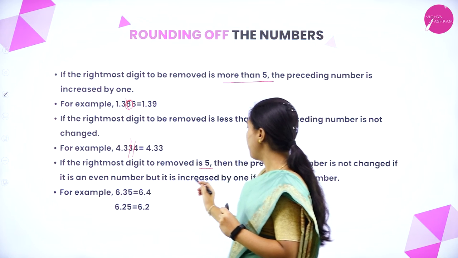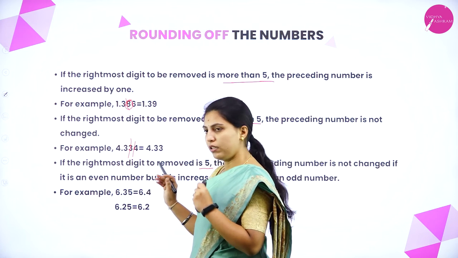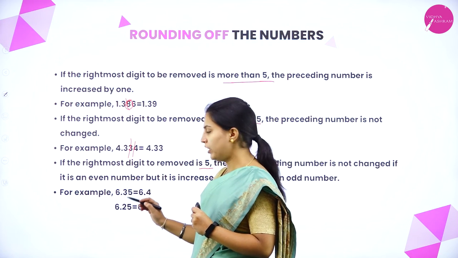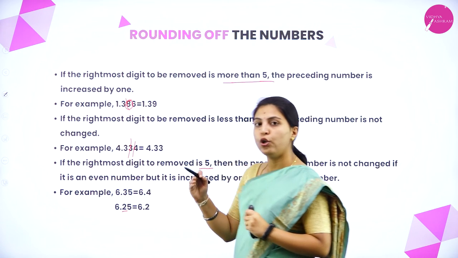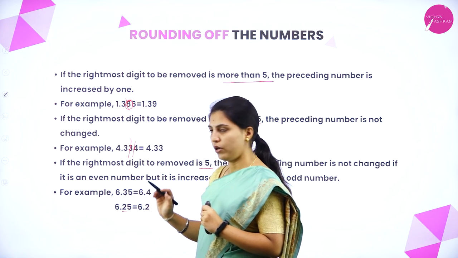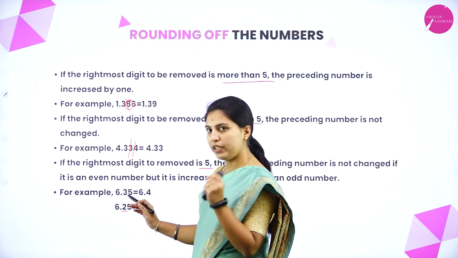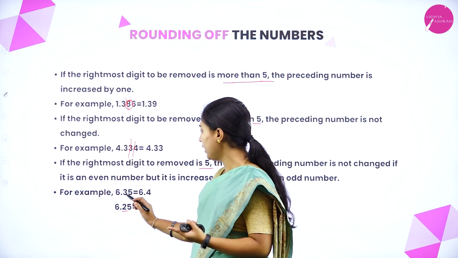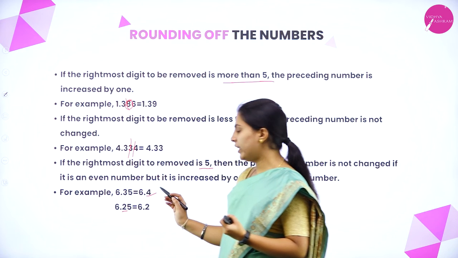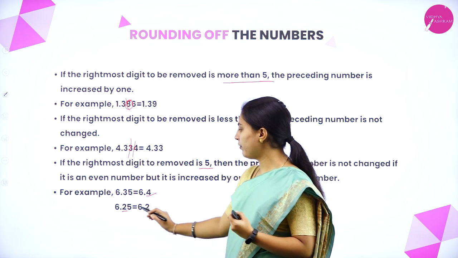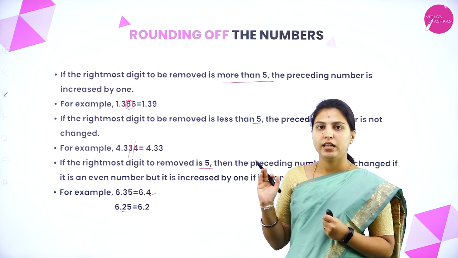If the rightmost digit to be removed is 5 only, then the preceding number is not changed if it is an even number, but it is increased by 1 if it is an odd number. If the removed digit is exactly 5 and the preceding number is odd, you should increase it by 1. That's why 3 is an odd number, we have increased it by 1. If it is an even number, no need to increase; you write it as such. 2 is an even number, so we have written 2 as such. These are the rules for rounding off numbers.